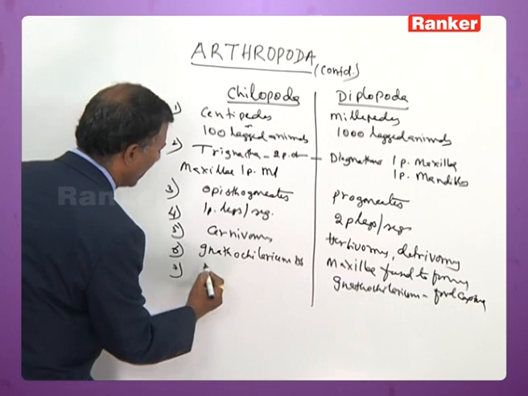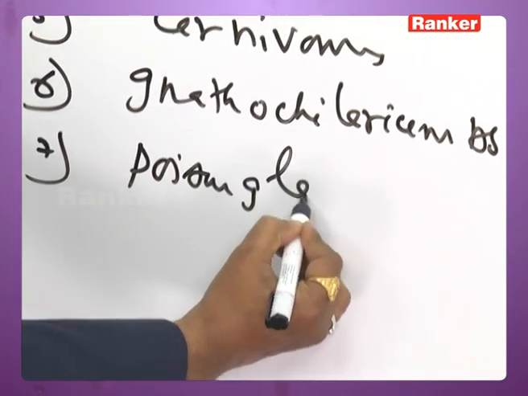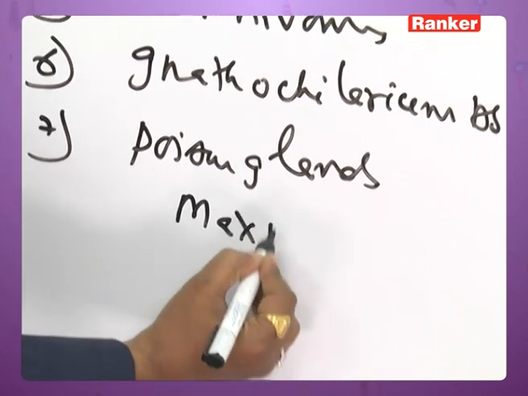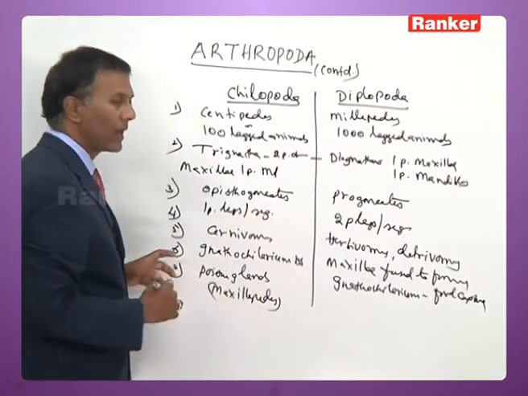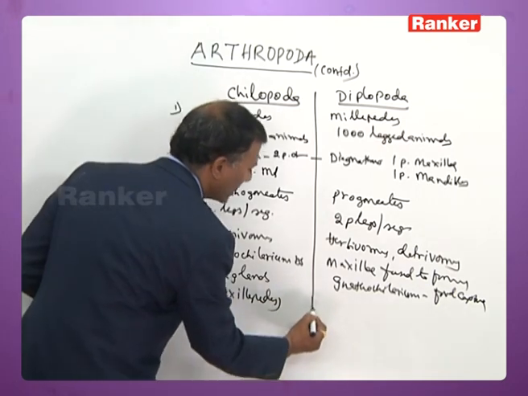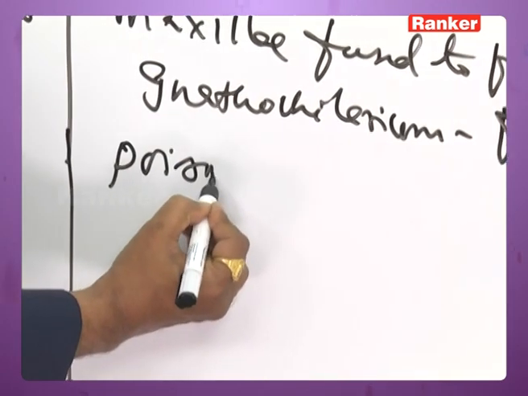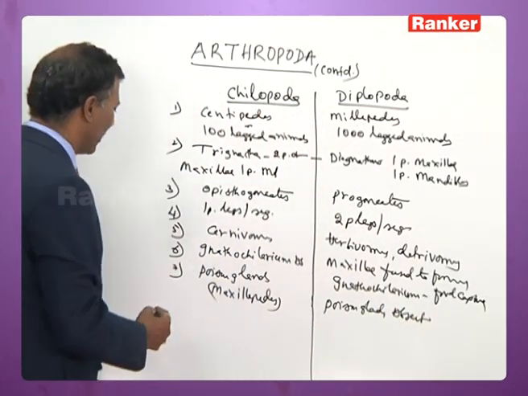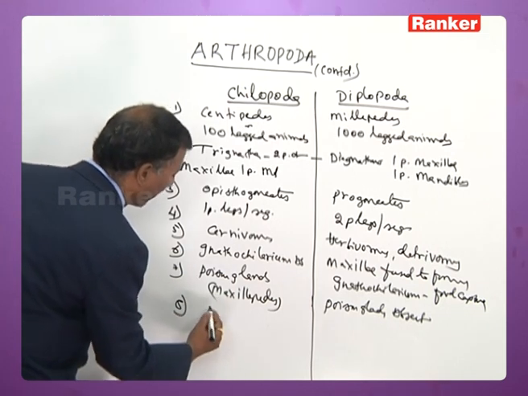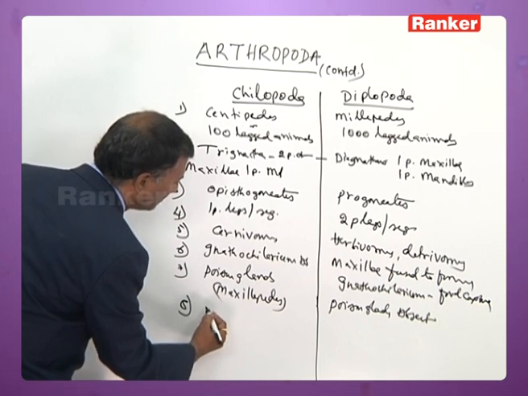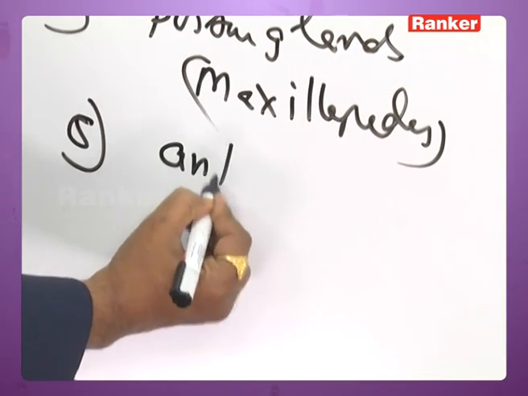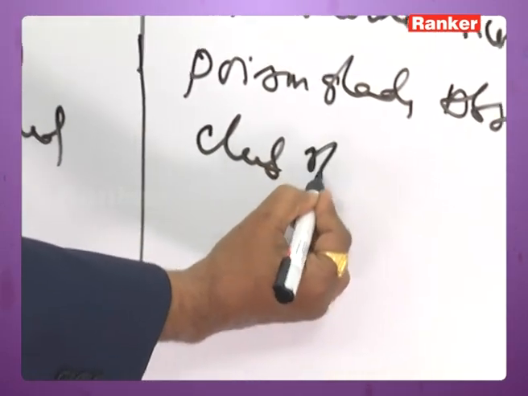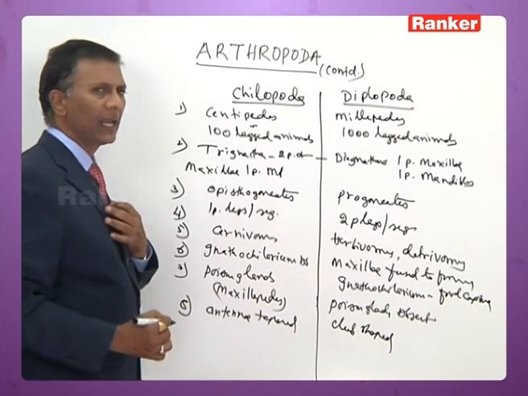In chilopods, poison glands are present. The first pair of legs, called maxillipedes, are modified into poison glands. And in diplopods, poison glands are absent. In Chilopoda, antennae are tapered. In diplopods, antennae are club shaped.